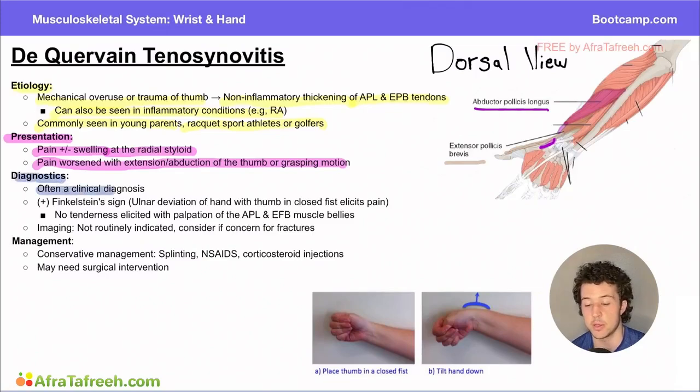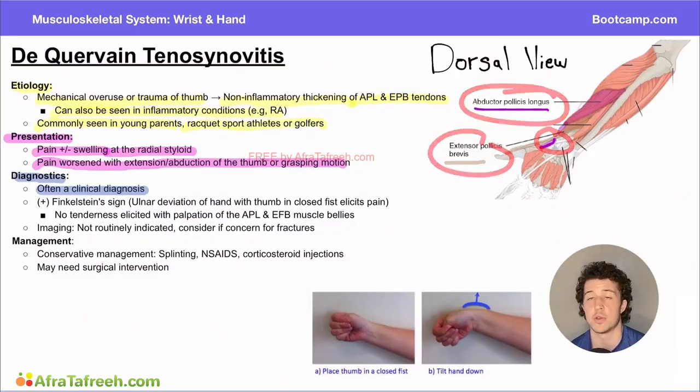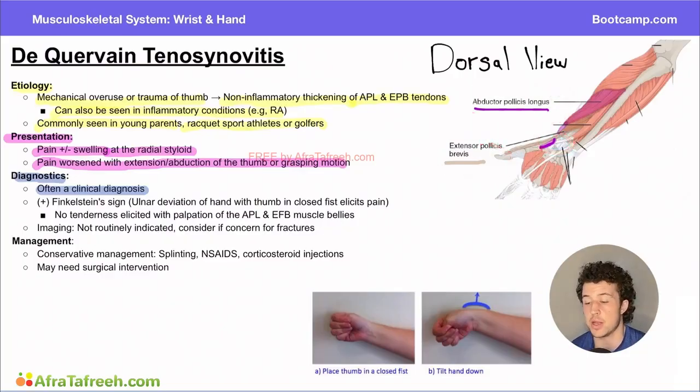This is often a clinical diagnosis, and that's because this is a very common and very simple pathology. Remember, we're really just talking about irritated tendons as they move through that first dorsal compartment. And because it's not necessarily inflammatory, we might not see the kinds of lab values that we would with inflammatory conditions like rheumatoid arthritis. And there's no damage to the bony structures, so we wouldn't see anything on an x-ray. And so generally, we don't need imaging for this unless there is concern for a fracture, maybe the patient fell.